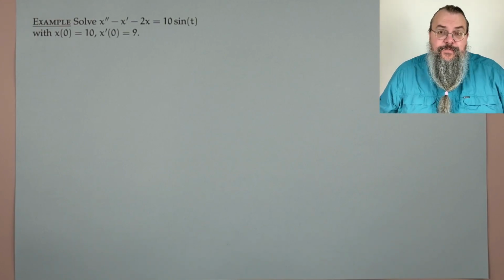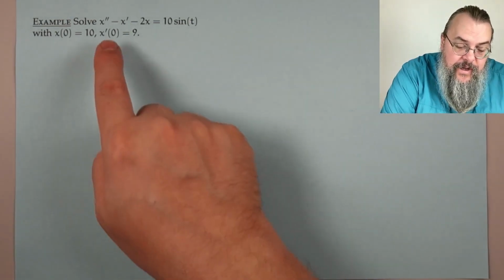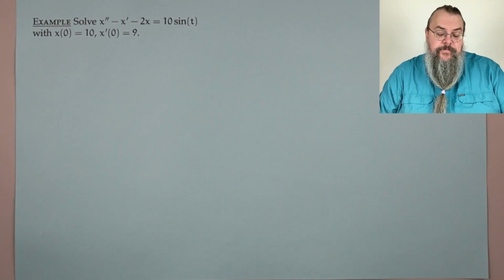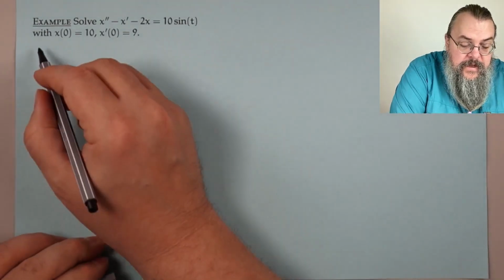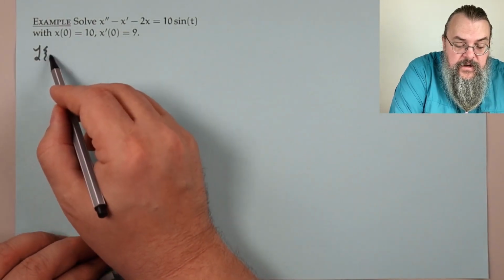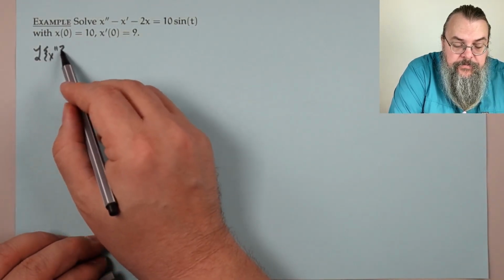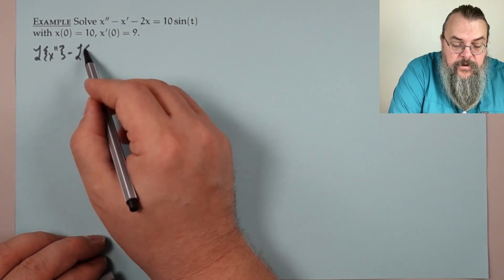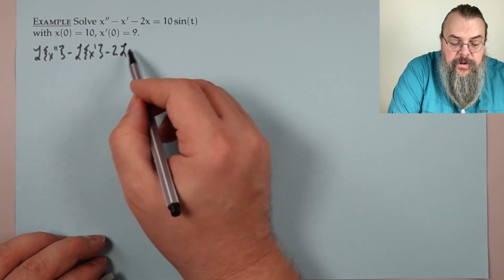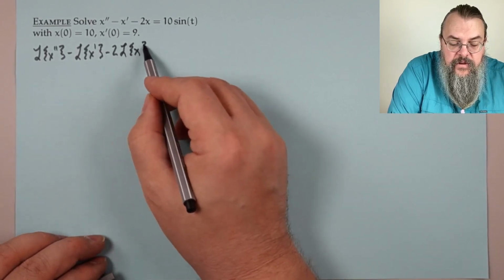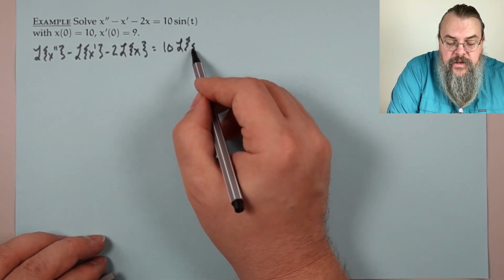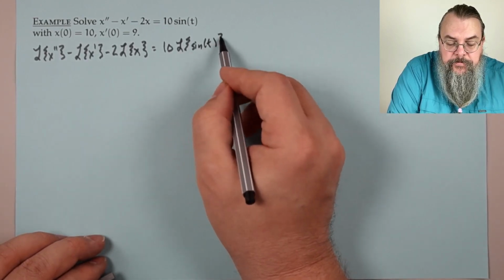So let's start by taking the Laplace transform of both sides. All right, so we have that the Laplace transform, and I'm going to use that it's nice and linear, of x double prime minus the Laplace transform of x prime minus 2 times the Laplace transform of x is 10 times the Laplace transform of sine of t.